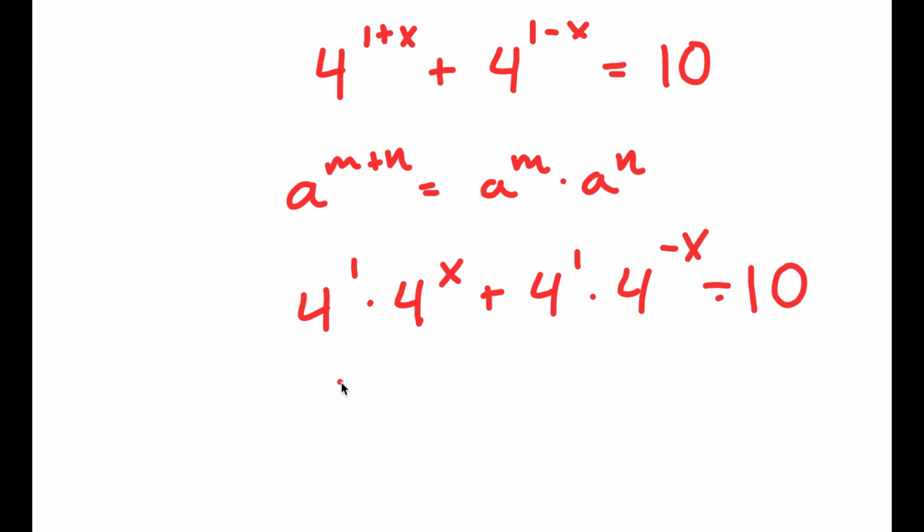Now I'm going to factor out 4 to the power of 1. Actually, before that, 4 to the power of negative x, that's the same thing as 1 over 4 to the power of x, and 4 times 1 over 4 to the power of x is going to be 4 over 4 to the power of x.